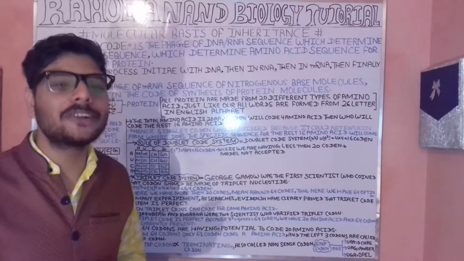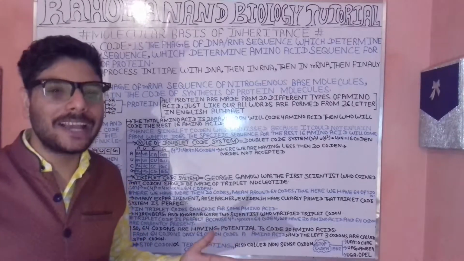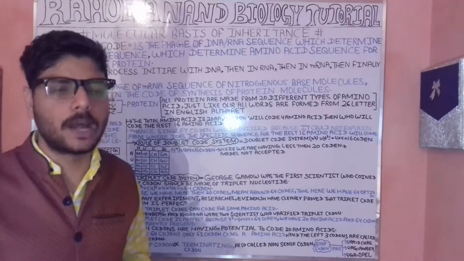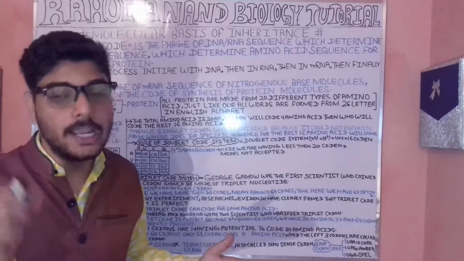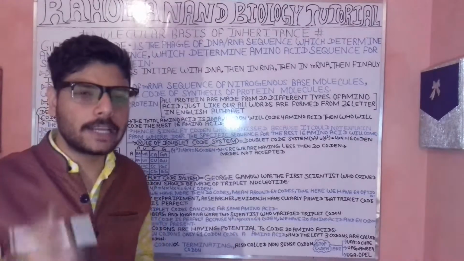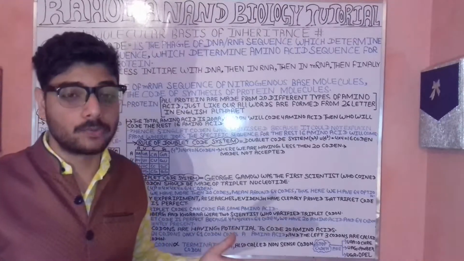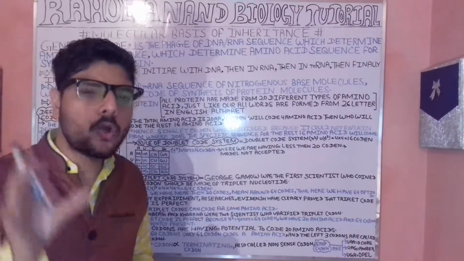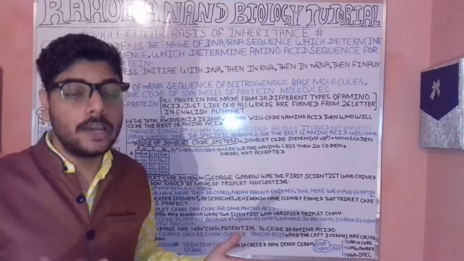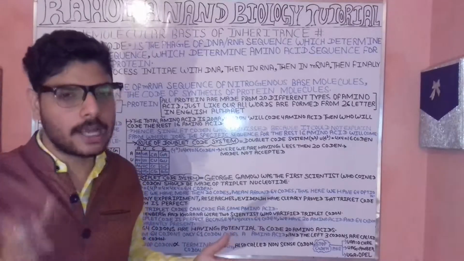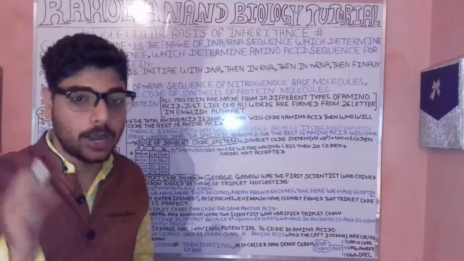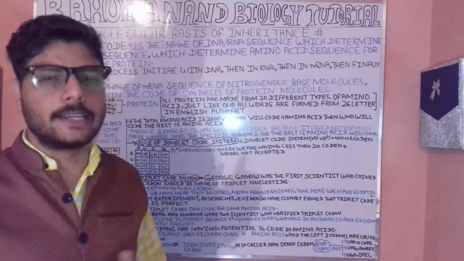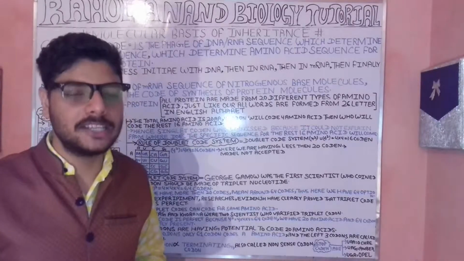When we talk about protein, we have around 20 different types of amino acids. Just like in the English alphabet we have 26 letters, here we have 20 different amino acids, such as valine, glutamate, etc. We will understand about these later.